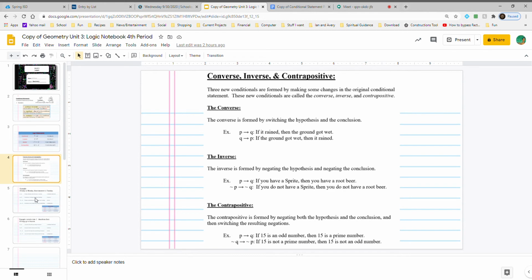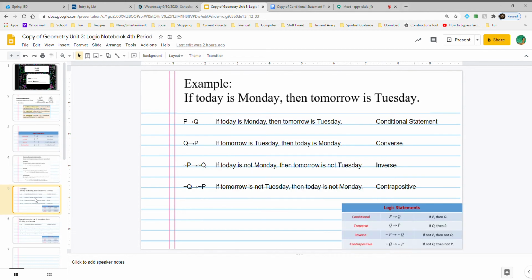All right, here's the first one, and I made this yesterday. It says, if today is Monday, then tomorrow is Tuesday. Now, please understand also, guys, we are not talking about fact versus fiction. We're not talking about true versus false. We're just talking straight up about conditional statements, converse, inverse, and contrapositive. How do you write them? How do you find them? And later on, we'll talk about whether it's true or not.